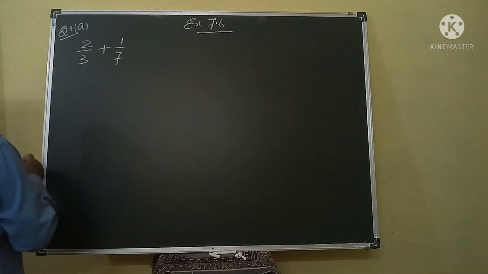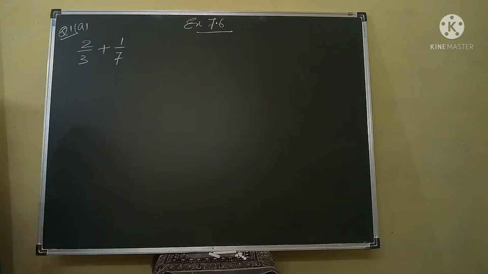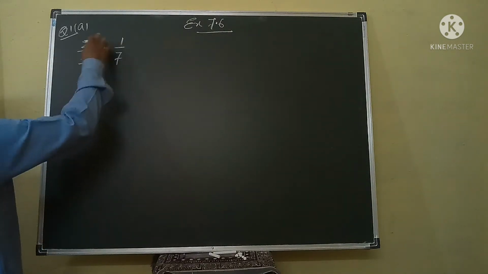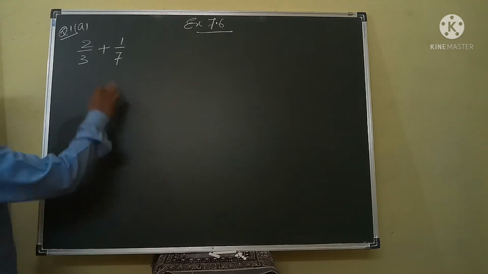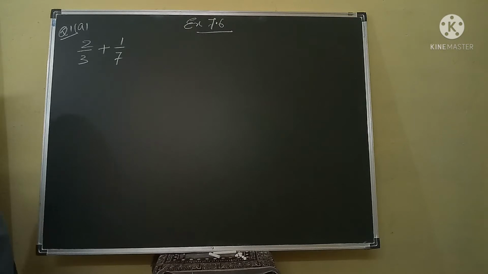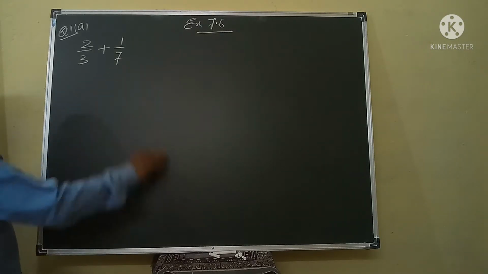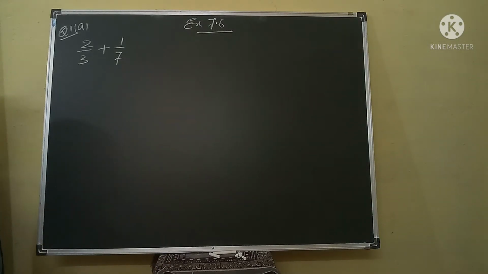Suppose this is 2 upon 3 and this is 1 upon 7. As you are looking, in these two fractions the denominators are different, that is 3 and 7. So these two fractions are unlike fractions. Then what will we do? What is your first step? First we will make the denominators equal.